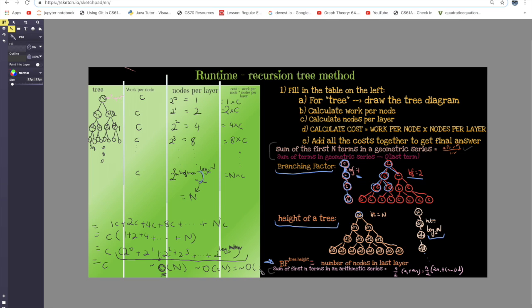Because constants don't matter when you're considering big O runtime, or runtime in general. If you're considering big theta, big O, or omega runtime, constants don't matter. So this should be our final answer. Big O of n is the runtime of this algorithm. Yeah, so I guess this is a helpful note on how to do this, and when you're solving it, following this method should work. Yeah, thanks for watching.